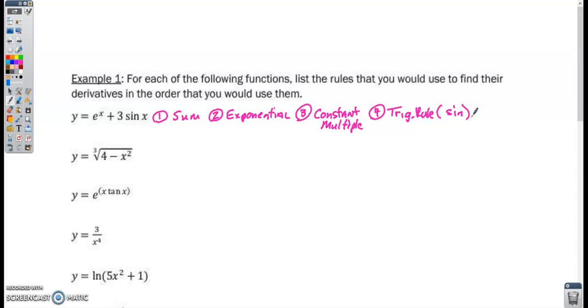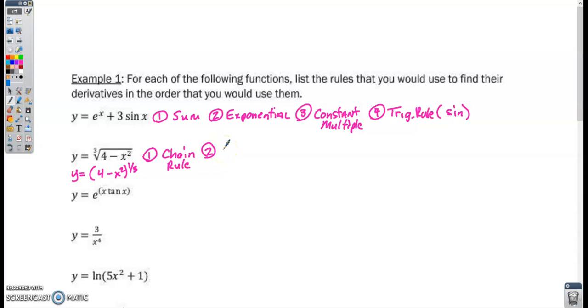All right, let's go on to y equals the third root of the quantity 4 minus x squared. So I'm going to think about this, and I've talked about this on numerous occasions, as an expression raised to a power. I think about it that way anytime I have a root. So the very last thing I would do if I were calculating the value in evaluation is I would apply this outside exponent here. So here I'm going to start with the chain rule, since this is a composite function.